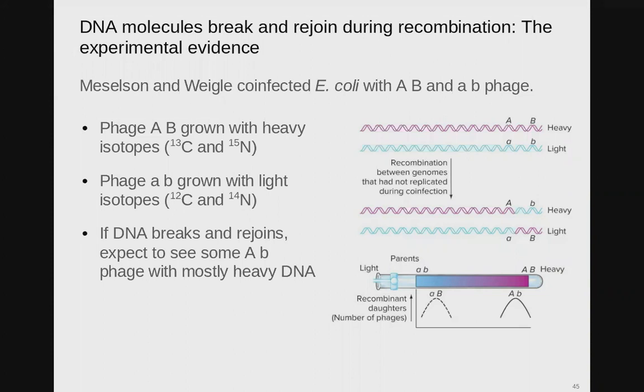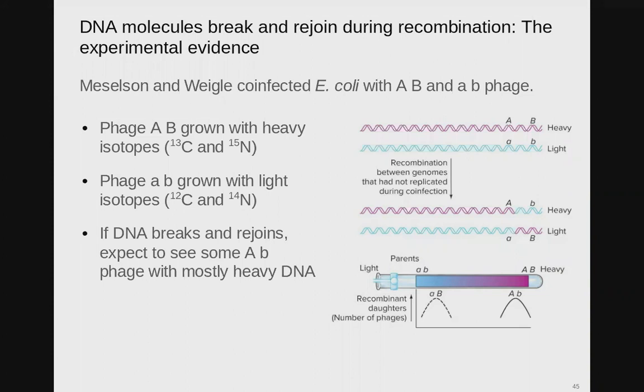Now, the idea here is, if recombination happens between the genomes without replication of genomes at all, we would have a mixture of heavy DNA and light DNA, and light DNA and heavy.